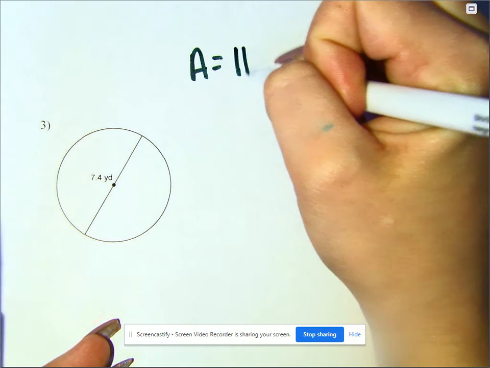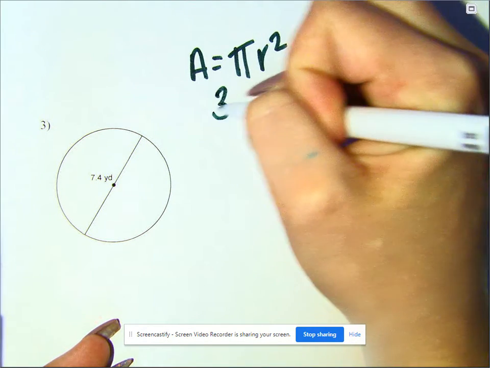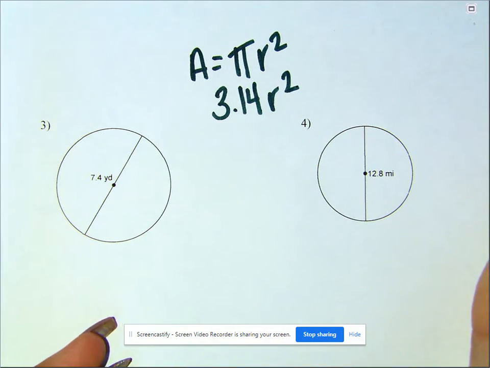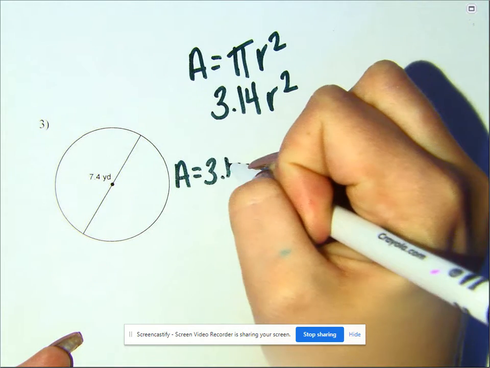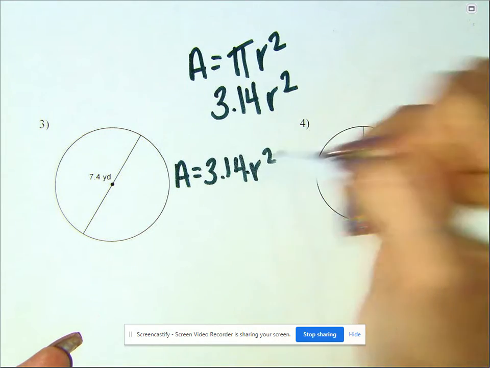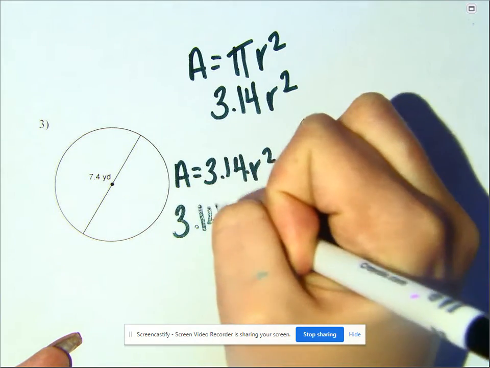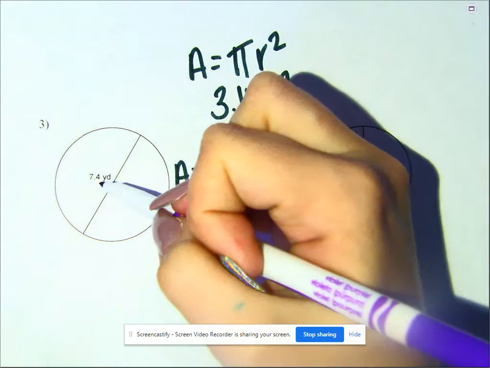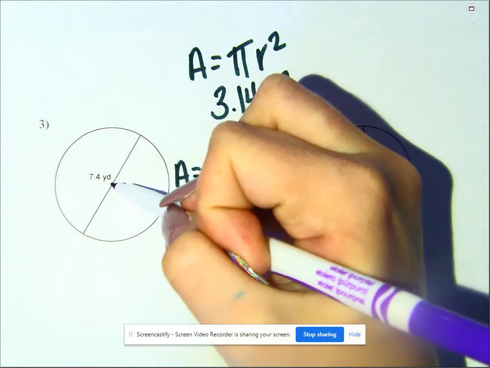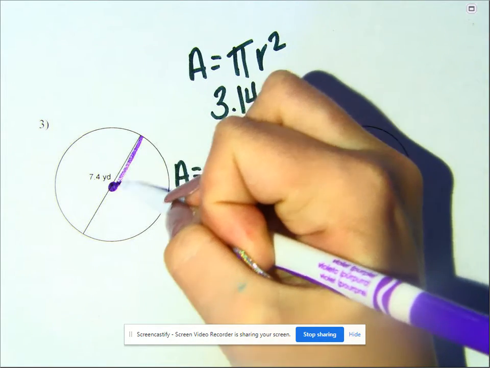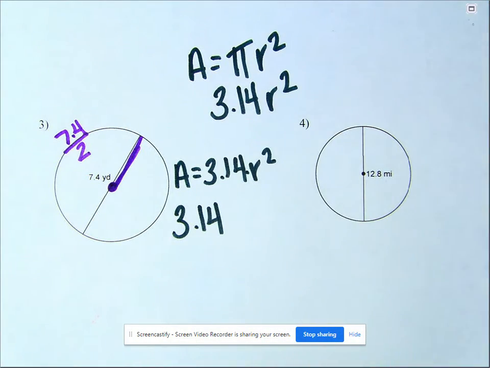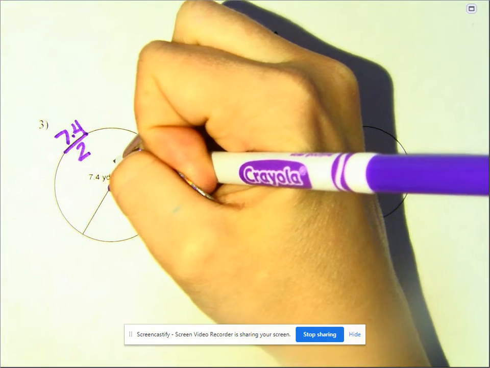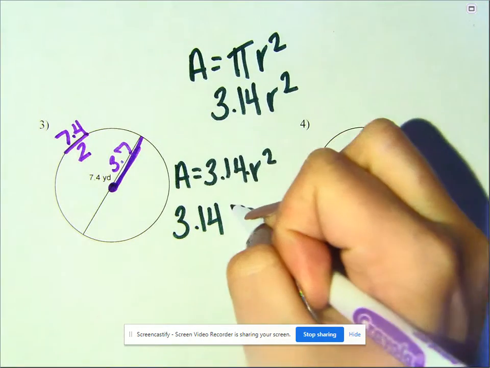Area equals pi r squared, and we're using 3.14 for pi in the 7th grade. Okay, so for this particular problem, area equals 3.14 times radius squared. And now we need to find our radius because, again, pictured is our diameter. Diameter goes all the way across. Radius only goes halfway. Okay, so I'm going to take, still same concept, 7.4. I'm going to divide it by 2, or half of 7.4. And that comes out to be 3.7. So my radius is 3.7, which is going to go into my formula.